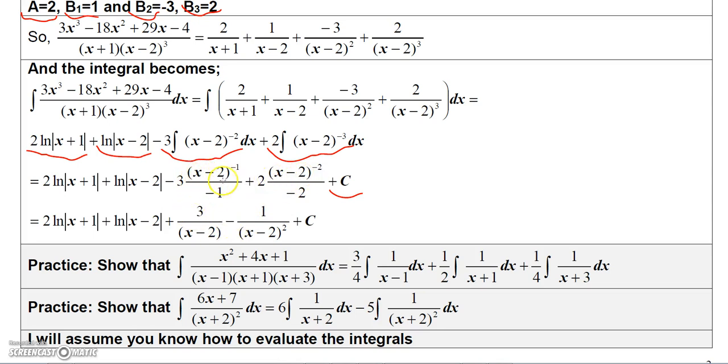And I went ahead and moved these to the denominator so I could write the exponents as positive. So x minus 2 to the negative 1 would be the same as x minus 2 in the denominator. And then x minus 2 to the negative 2 would be the same as x minus 2 quantity squared in the denominator. And then these two that I was able to solve immediately using the du over u integrals, I just bring those down. So I actually have 4 terms. This is the value of the first integral, this is the value of the second integral, this is the value of the third integral, this is the value of the fourth integral, and then of course plus a constant.